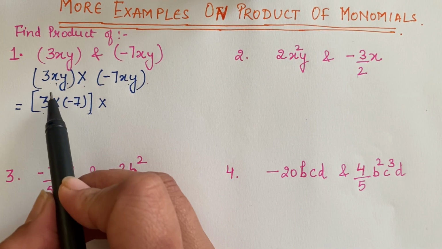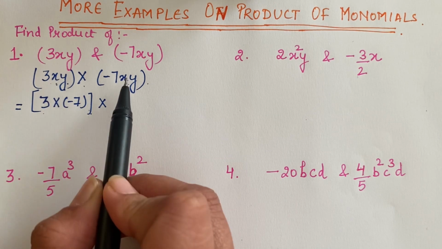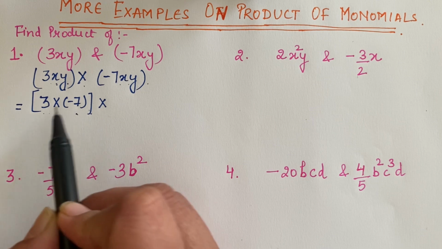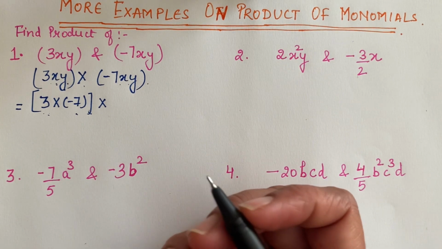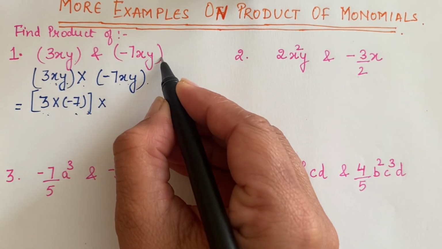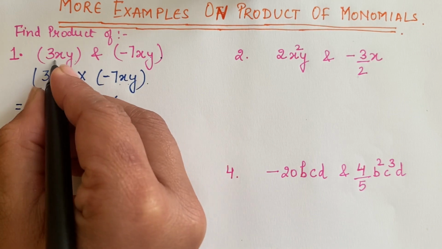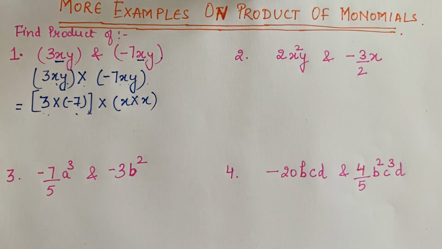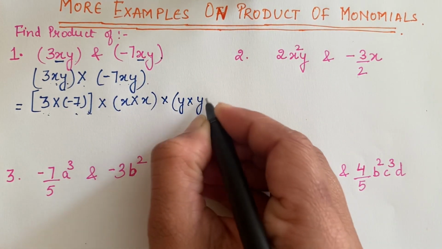Right? Now, the next step is to multiply the coefficients. 3 and minus 7 are the numerical coefficients of the monomials, so I'll be writing them in one bracket. Now I'll be finding the common base. x and y are two variables in this monomial. So I'll be writing this x with this x, and I'll be writing y with y.